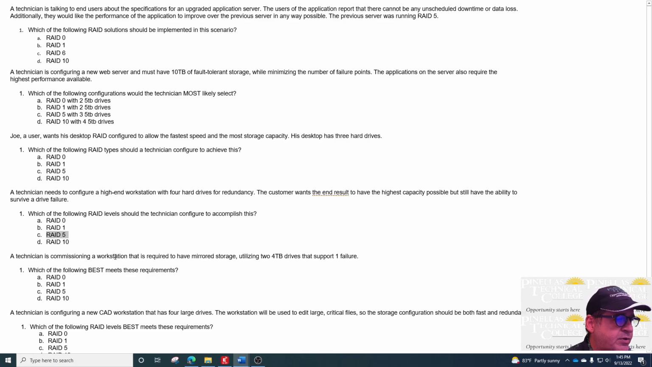A technician is commissioning a workstation that is required to have mirrored storage utilizing 2 4 terabyte drives that can support one failure. All right, so they want mirrored storage. Go ahead and put it on pause and we'll go over it.